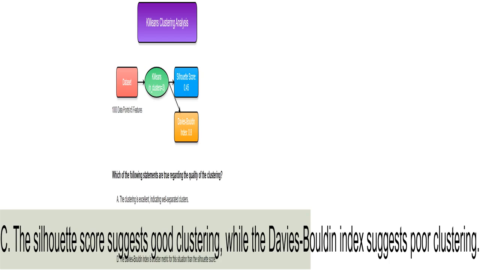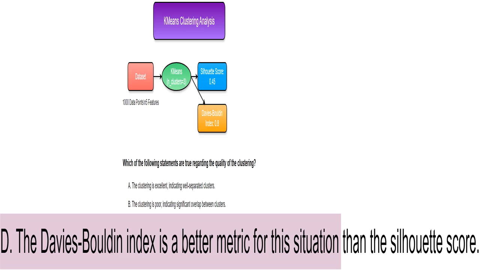This statement accurately reflects the situation. I see that the silhouette score, 0.45, indicates moderately good clustering, while the Davies-Bouldin index, 0.8, suggests poor clustering. The conflicting results show the importance of considering multiple metrics. That's a subjective statement. There's no universally better metric. Both offer valuable insights, and interpreting them together is essential for a complete understanding of the clustering results.